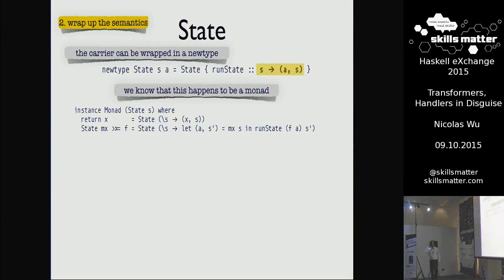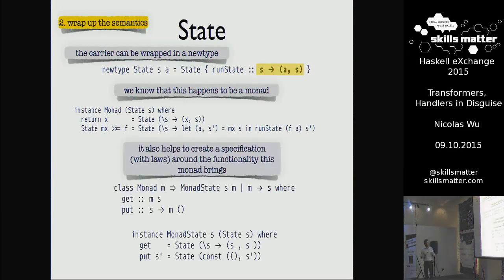So we know that this happens to be a monad. And something that we tend to do as Haskellers is generate a specification for the properties that this monad gives us over and above just the monadic bind and return. That specification is in terms of a class, which we'll call monad state. It has a get operation, it has a put operation, and it has some associated laws, which I won't state. But suffice to say that there are laws that deal with how the put and the get interact with each other. And if you don't adhere to those laws, then you don't have an instance of monad state.